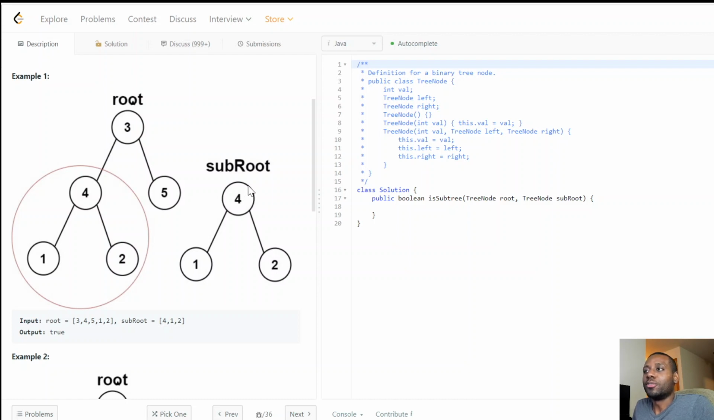Obviously, we're going to need to have some kind of utility, a helper function that's going to help us in checking two subtrees, so two trees. We're going to give the helper function two trees, and its job is to tell us whether the two trees passed in are the same. If they're the same, then we can say confidently, this is the subtree that we're looking for, because it matches exactly.